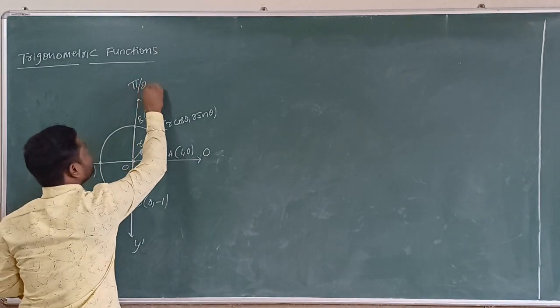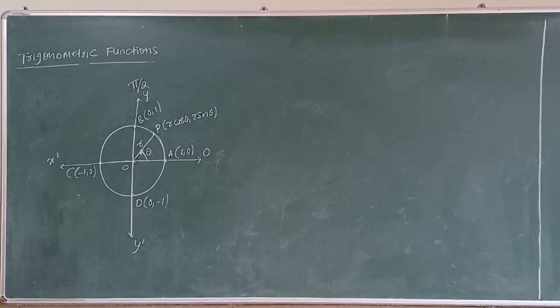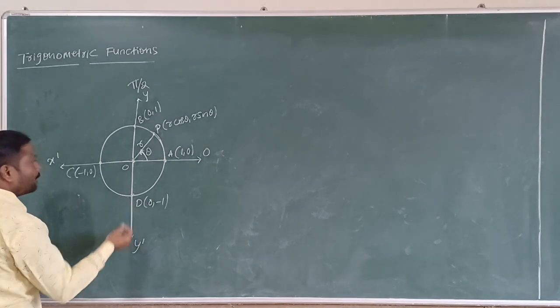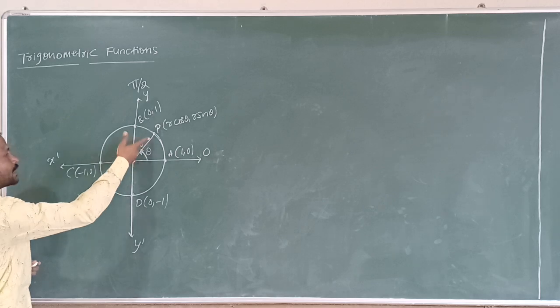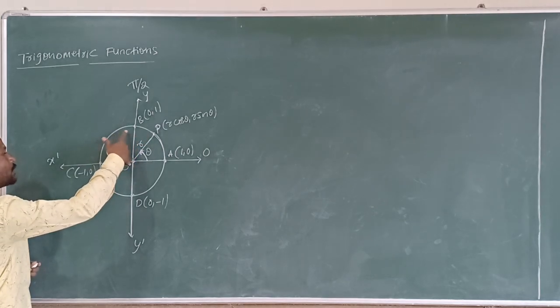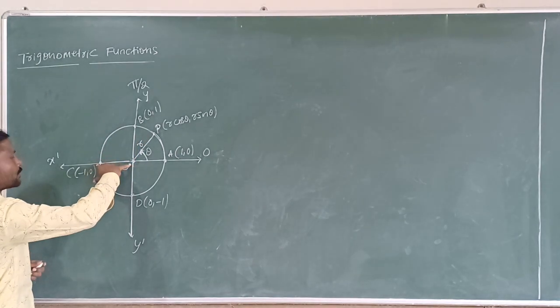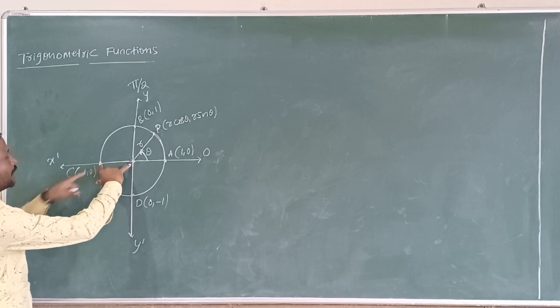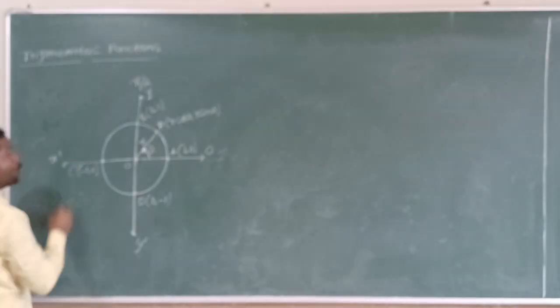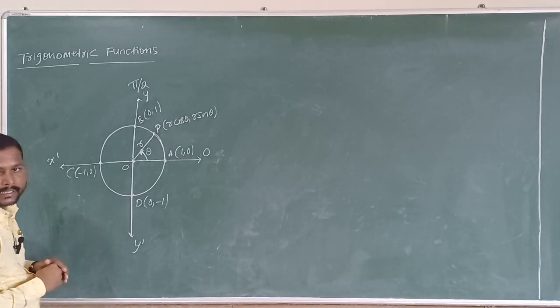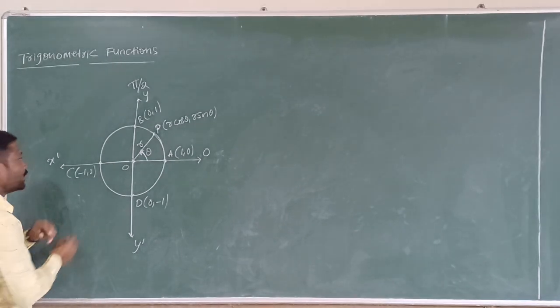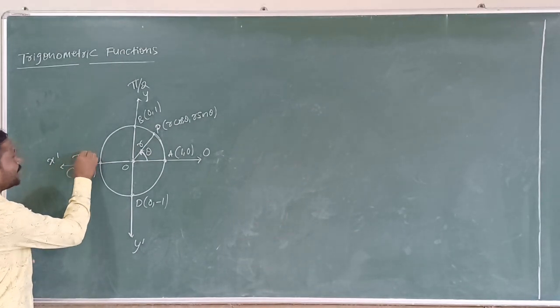90 degrees in radians is pi by 2. Pi by 2 radians is nothing but 90 degrees. Suppose the OP line is revolving and is now on point C, then it makes how many degrees? 180 degrees. Tell me in radians, that is pi radians.